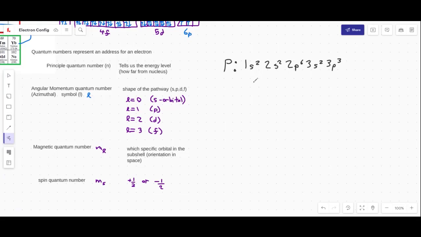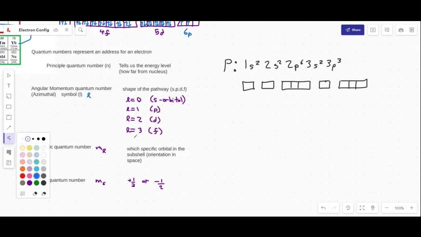If I do my orbital diagram, here's 1s, here's 2s, and here's a 2p. Here's a 3s, and here's a 3p. Now I'm going to fill up my electrons in this. Up, down, up, down.